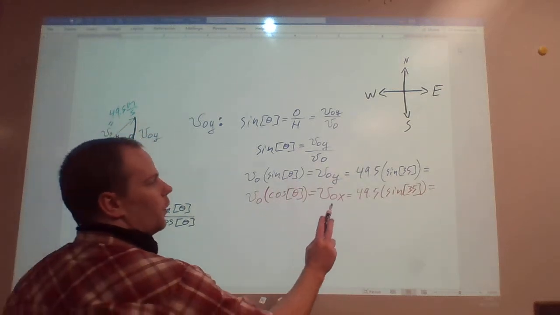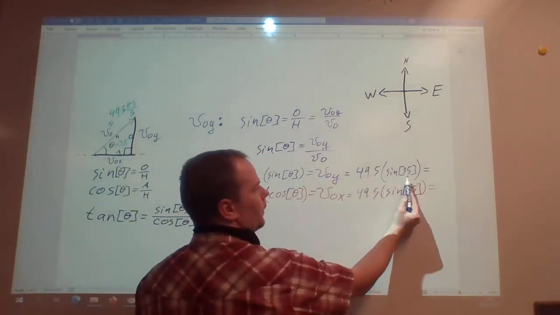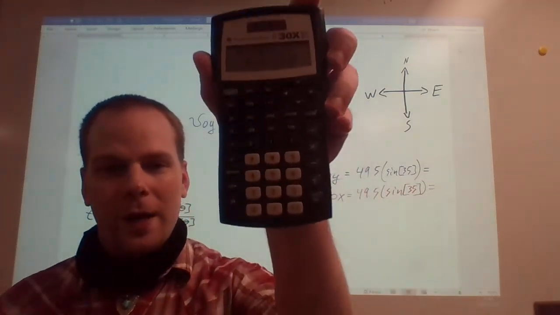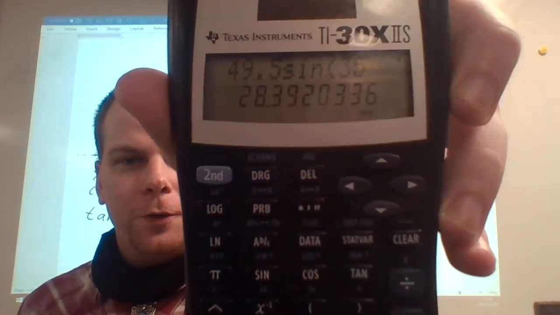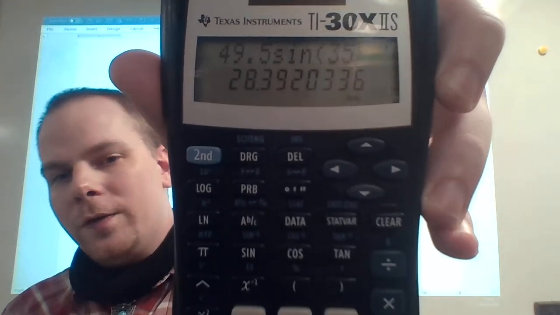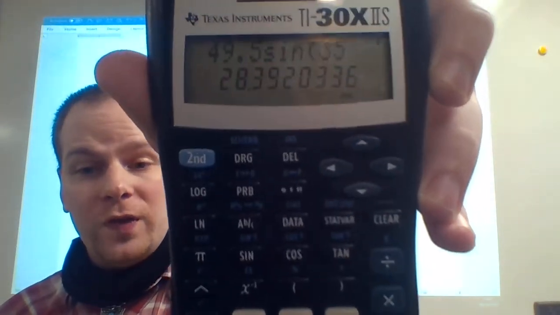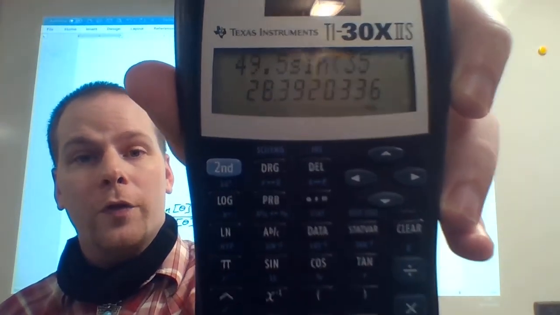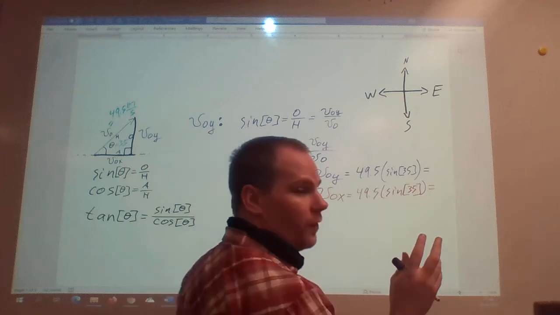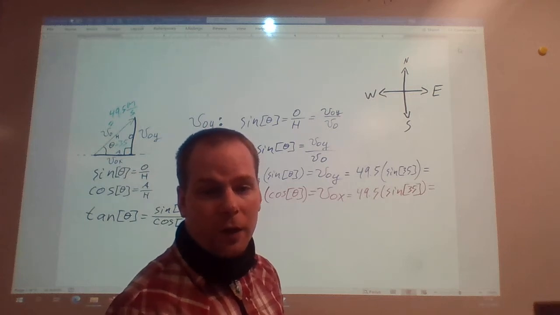Okay, so we would use this equation because 49.5 is v naught and theta is 35. If we multiply this out and plug it into our calculator, we get 28.395 and so on. We can only have 2 sig figs in our number because of the 35 in theta, so we round this number to 2 sig figs. 28.39 becomes 29.